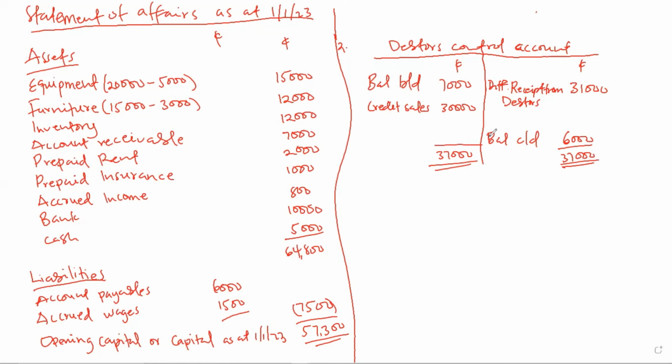Okay. So now we are done with the debtors account. The next one that you move to is the creditors control account.